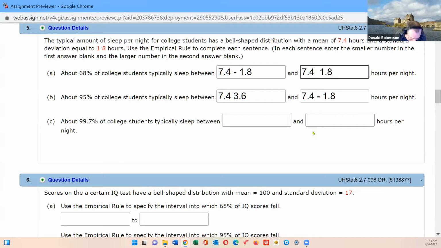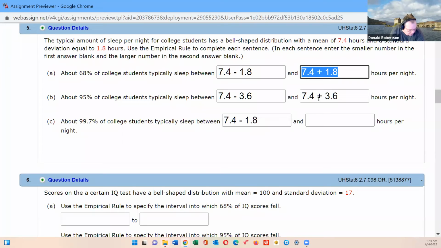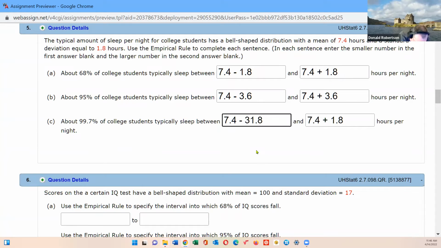There we go. Add 2 standard deviations. And over here, take away 2 standard deviations. And wouldn't that be the range of values where 95% of college students sleep, right? Let's do 99.7. Well, won't that simply just be the mean take away 3 standard deviations, and the mean plus 3 standard deviations? So I'll put it in as a calculation this time.